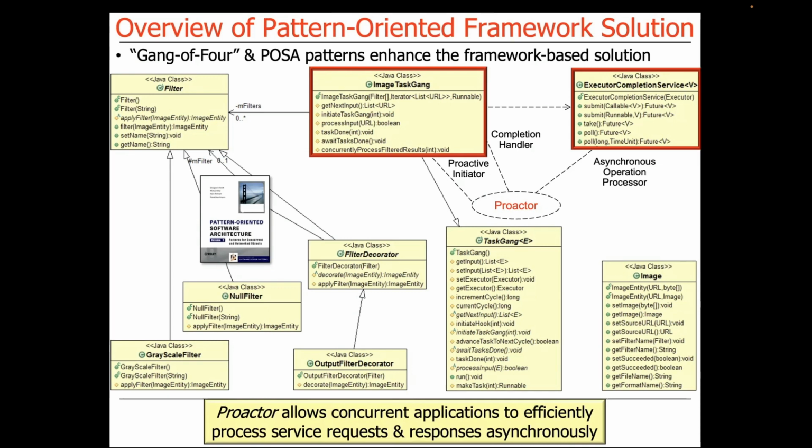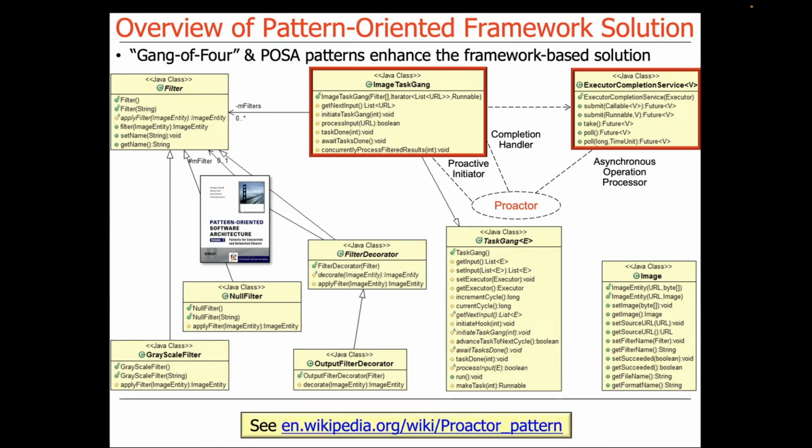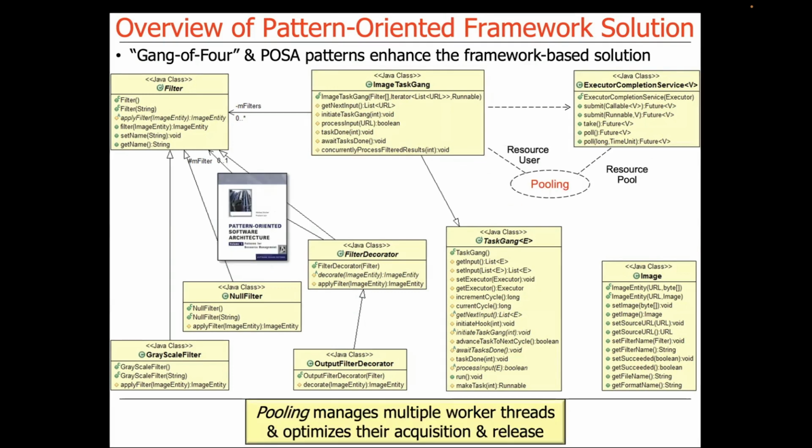And if you take a look here, you can see that we've got this Proactor symbol, which basically says that's the pattern, and then the ImageTaskGang plays the role of the proactive initiator and the completion handler, and the executor completion service plays the role of the asynchronous operation processor. So if you read the pattern, which I highly recommend you do, you can take a look at this Wikipedia link for an overview, or you can read the chapter in my book, the POSA 2 book. Then you'll understand more about what these different elements do. And we'll talk more about it when we look at the code.